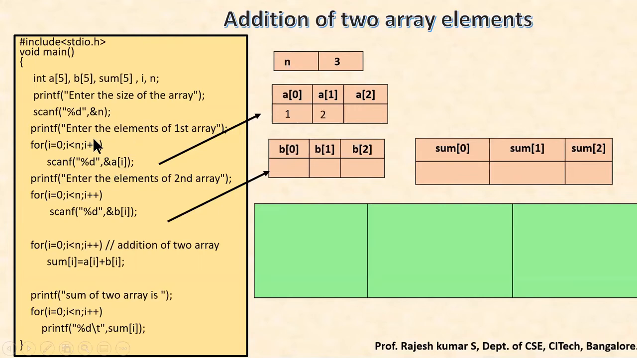I gets incremented. I will become 2. 2 is less than 3. Yes, 2 is less than 3. Again, the next value will be stored at the location a of 2. Again, I gets incremented. I will become 3. 3 is less than 3? Condition becomes false. Then it will come to this particular line. It will print the message, enter the elements of second array.